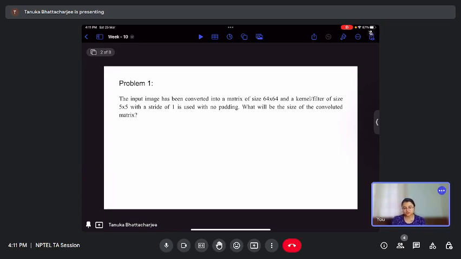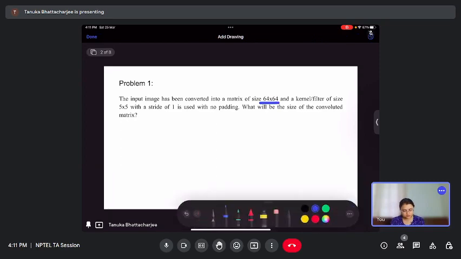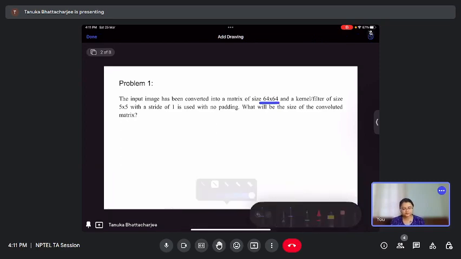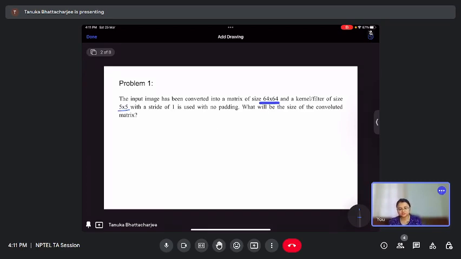So the first problem is: the input image has been converted into a matrix of size 64 cross 64, and a kernel or filter of size 5 cross 5 with a stride of 1 is used with no padding. Then what will be the convoluted matrix size? So here our input is 64 cross 64. Last day we wrote a formula to get the size of the convoluted matrix from the size of the input matrix.